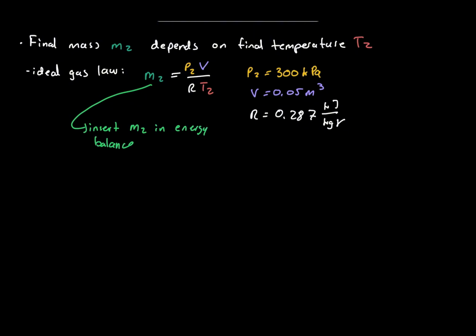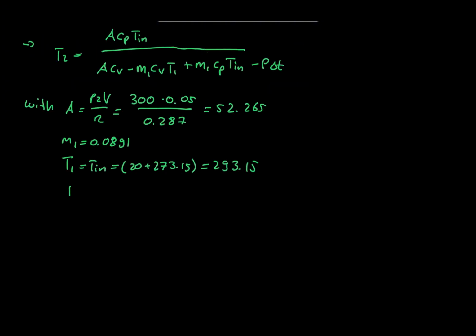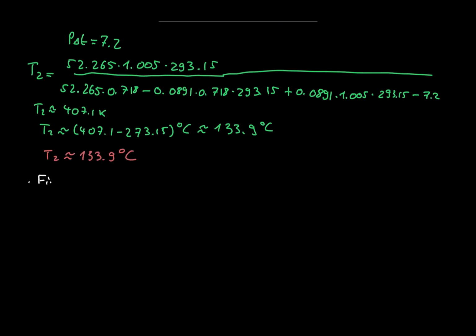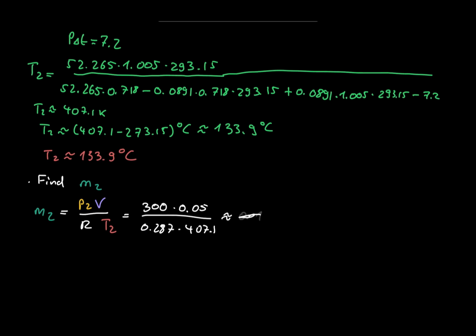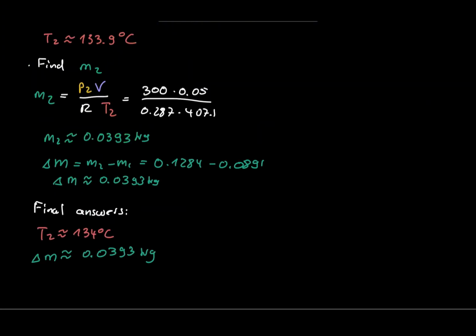Now we have one equation with one unknown, which is the final temperature. Solving this equation gives us the final temperature. Once we have that, we can compute the final mass using the ideal gas law again. Finally, we subtract the initial mass from the final mass to get the added mass.